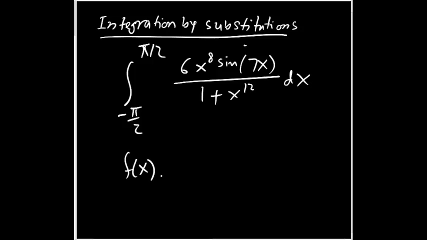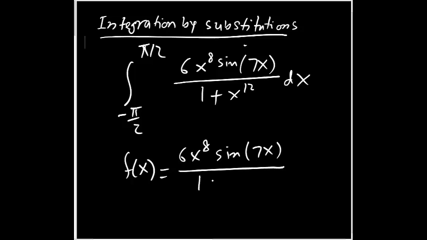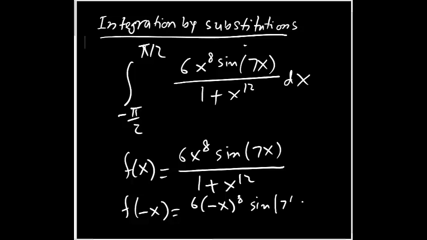f of x is the function 6x to the 8 sine 7x over 1 plus x to the 12. And then change your variable x to -x and see what happens. So you get 6 times -x to the 8 sine 7 times -x over 1 plus -x to the 12. Now if you look carefully, -x to the 8 will make it +x to the 8, isn't it? It's even power. Then -x to the 12, again it will make it positive.